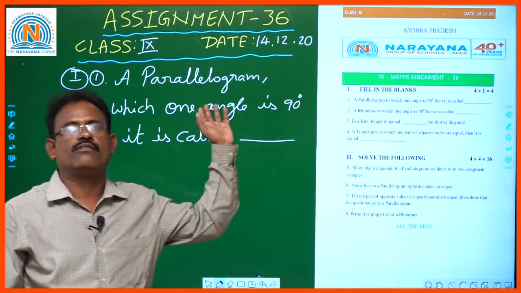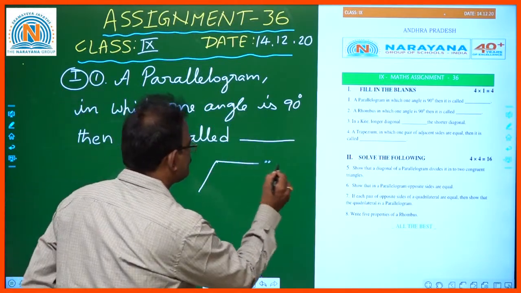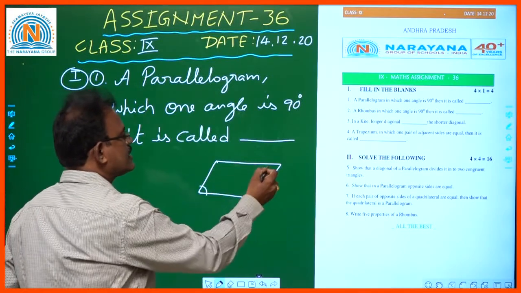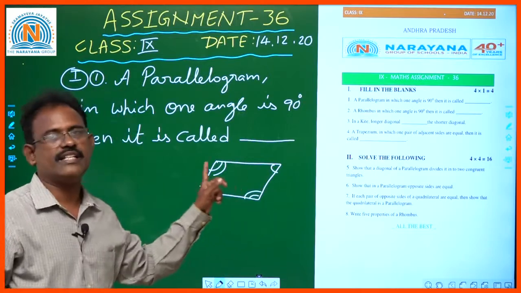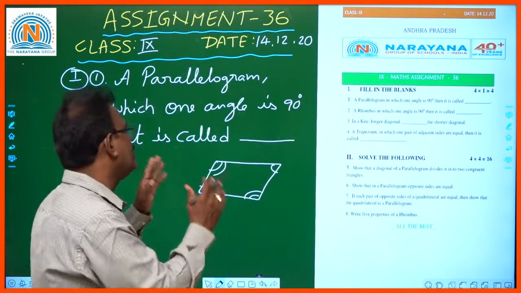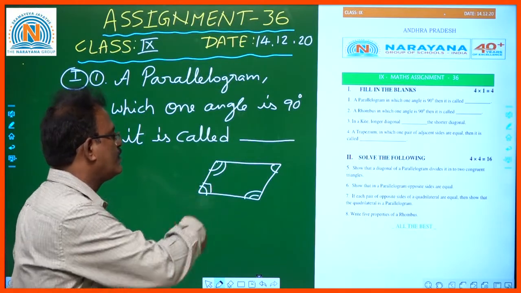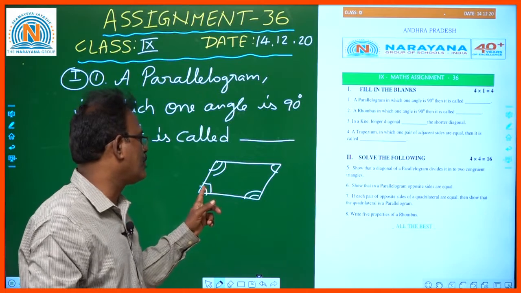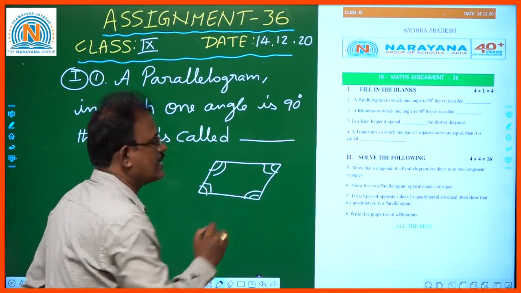See children, whenever you consider a parallelogram, in a parallelogram generally we have two acute angles and two obtuse angles, and of course opposite angles are equal in a parallelogram. So if in a parallelogram one of the angles is 90, from the properties of a parallelogram, opposite angles are equal. If it is 90, it is also 90.